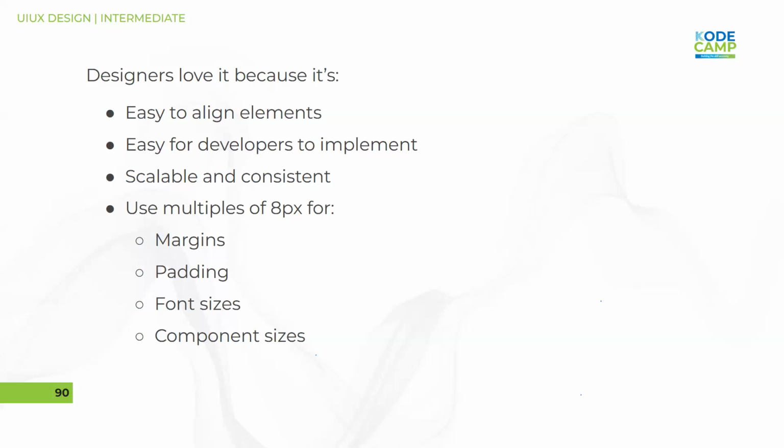So anytime you are using the 8-point grid system, use it in multiples of 8 pixels. So it was always for margin, padding, font sizes. So when you are using font sizes, increase it by 8. Most of us make that mistake. Even our component sizes, increase them by 8. If your smaller button is 40, then the other one should be 48, then 56, and so on and so forth.